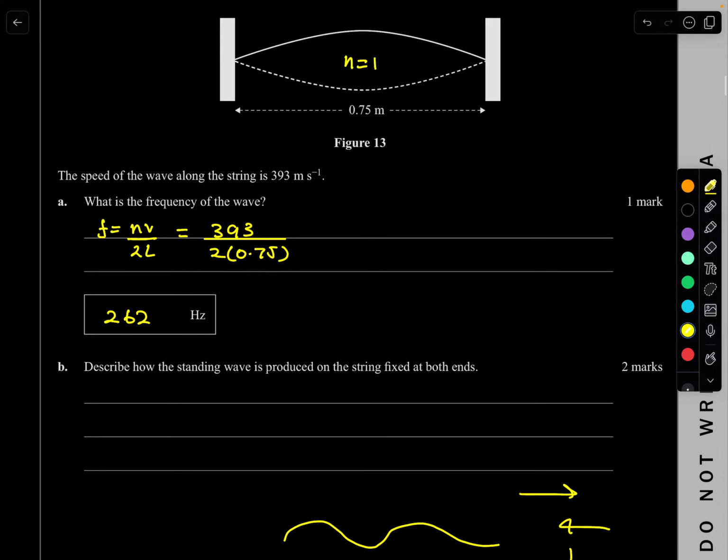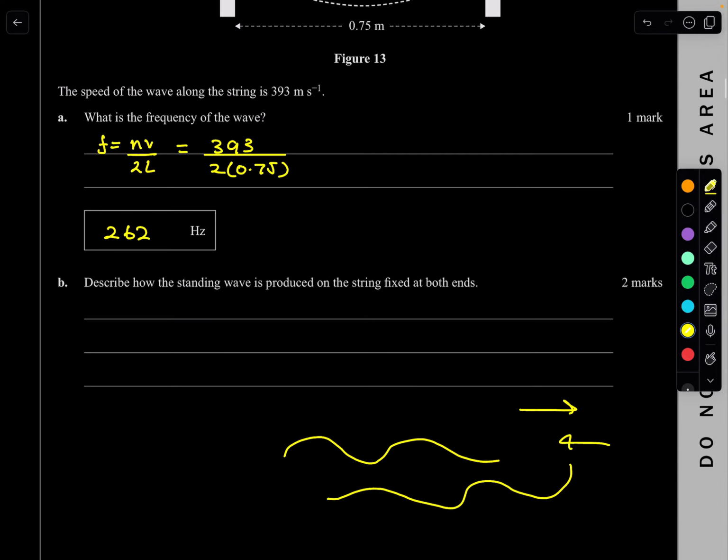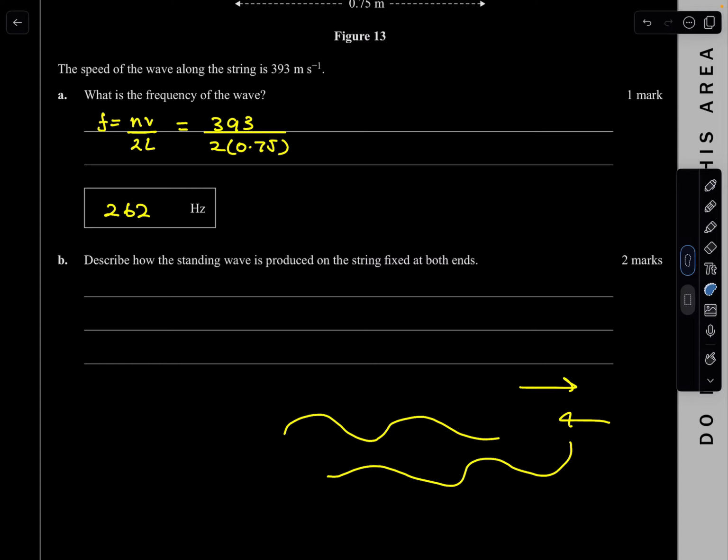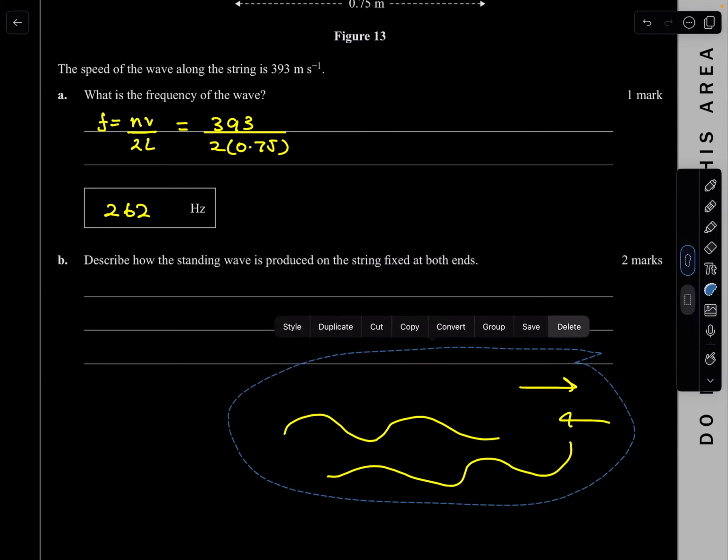It's only 2 marks, so I think the first mark comes from saying that it's two waves traveling at certain frequencies, and the second is that they superimpose with their reflections in the opposite direction. Those are the 2 marks you get. So it's not too bad for 2 marks. All right, let's write those down.